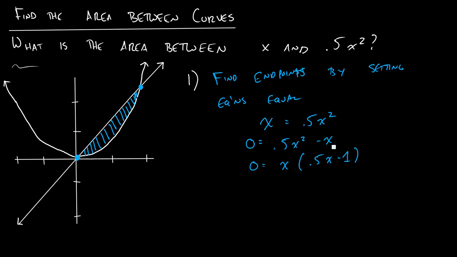So if this thing is 0, we either have x is equal to 0, or we have 0.5 x minus 1 is equal to 0. So if I finish solving this one out, I would get x is equal to 2, and so that gives me my 2 endpoints. This is my left, and this is my right. So it happens at 0 and 2, kind of like it did in the chart there. You are going to need to make sure to solve this out, and you will need to use factoring or your quadratic equations.